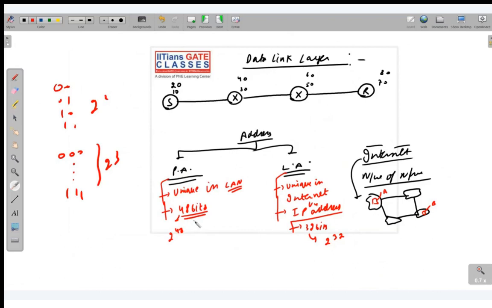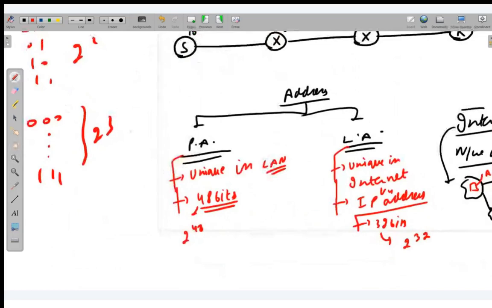Why? You may think that it is unique in the entire internet, but then why do we need a logical address? If physical address itself is unique, then why do we need logical address? The thing is, I have used the word 48 bits for Ethernet. So it depends on protocol to protocol. Don't worry about what protocols are, we will study that in subsequent lectures. But you can think of a protocol as a piece of code only. So from protocol to protocol, physical address might change.